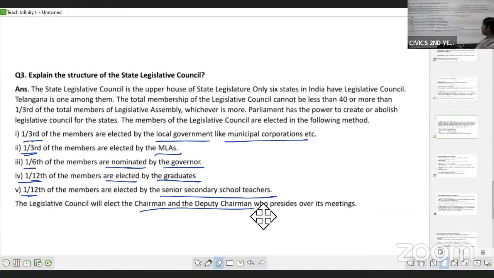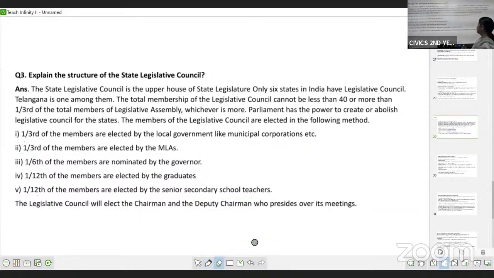Simple question, very easy. Don't see the length of the question. Mostly what students do, they see the length of the question. Oh, this answer is so lengthy, I can't learn. You are giving a negative signal to your mind that you can't learn. Give a positive signal, say it is a very small, simple answer, I can learn this answer. Definitely you will learn the answer.